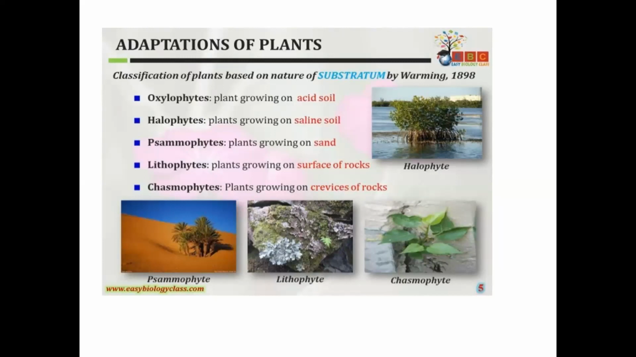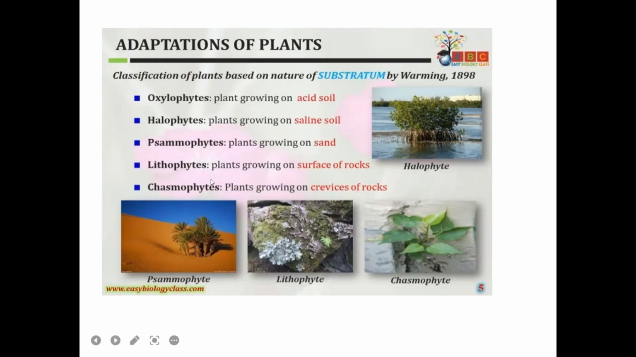The first one is the oxylophytes. Oxylophytes are the plants which grow on acid soil. Another type is halophytes. Halophytes are the plants which grow in saline conditions, that is, salt conditions. Psammophytes are the plants which grow on sand. So they are called psammophytes.